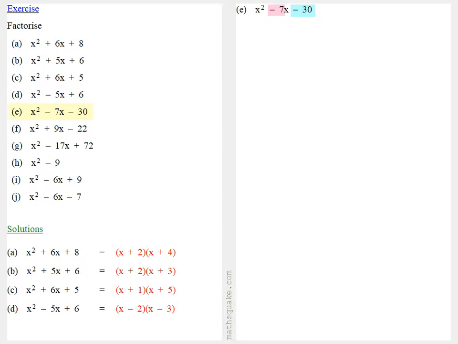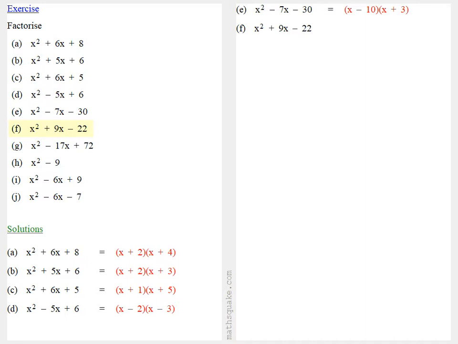Now in this case it's going to be minus 10 and plus 3. Minus 10 plus 3 is minus 7. Minus 10 times plus 3 is minus 30. So when we've factorized it, we've got x minus 10 times x plus 3.